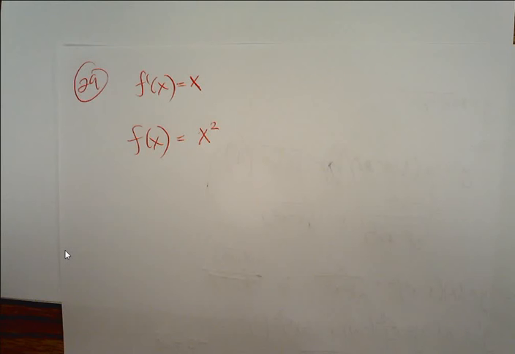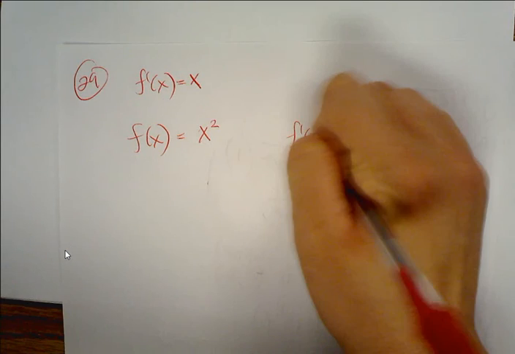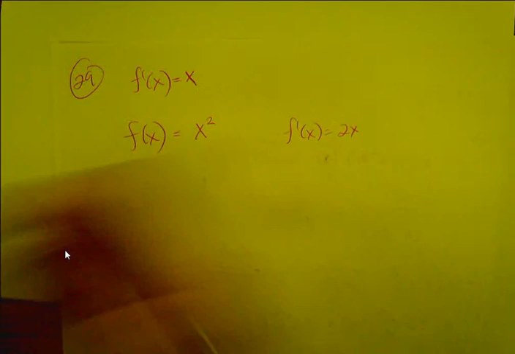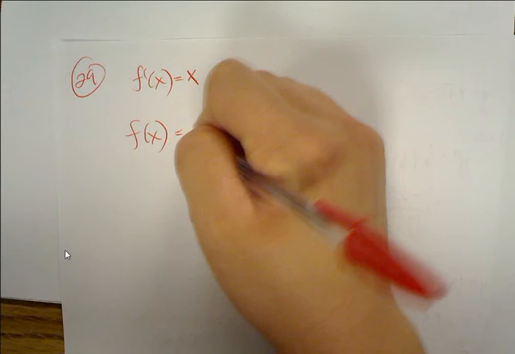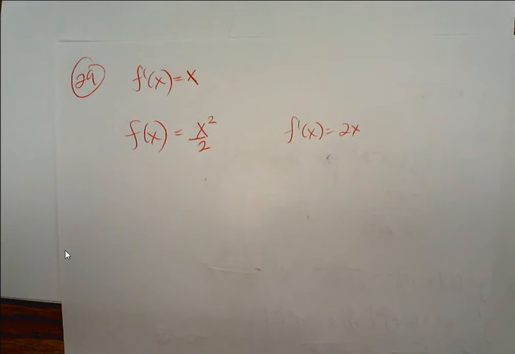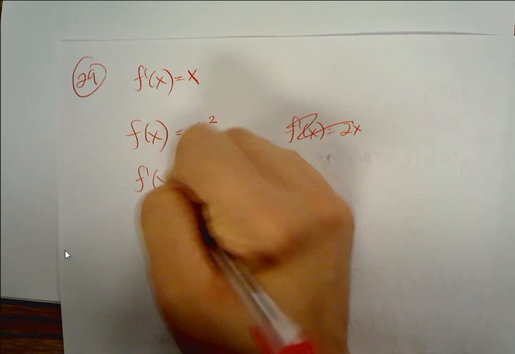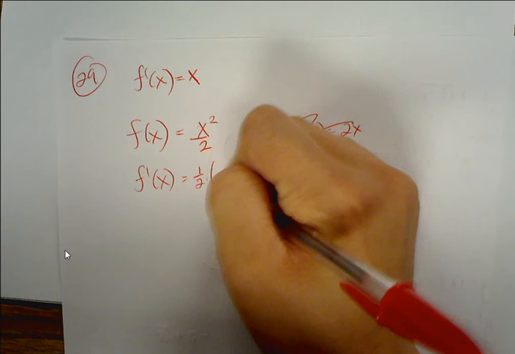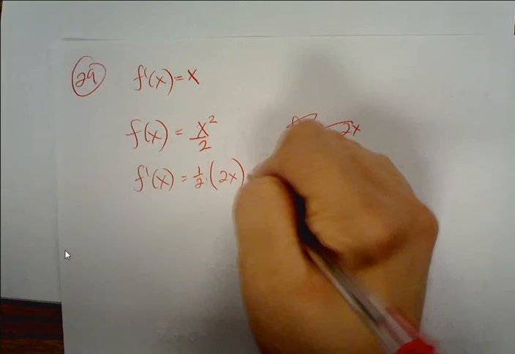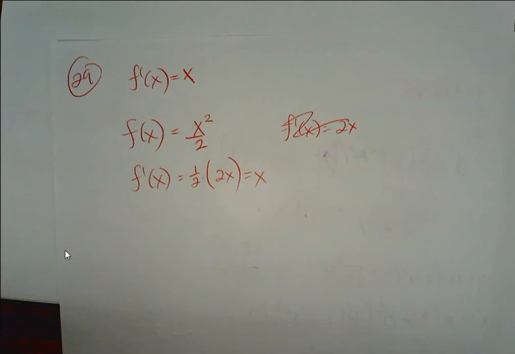But if you do the derivative of x squared, what do you get? 2x. But we don't want 2x, we want just x. So we have to multiply that by 1/2 or divide by 2. You see that? So now let's try it. If you do the derivative of that, you're going to get 1/2 times 2x. Hey, and that's what I wanted, right? Does that make sense?